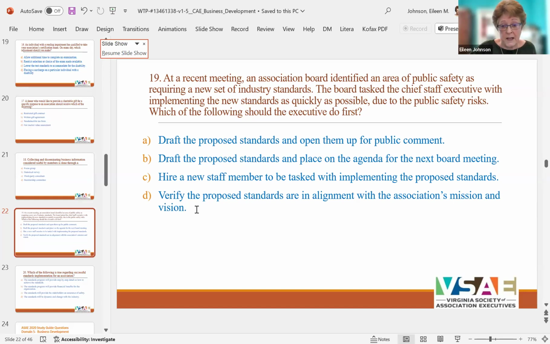And if you're going to make them done as quickly as possible, you're not going to want to do A, put them out for public comment. Yeah. And I guess where I had assumed that they weren't written is because it says it's requiring a new set of industry standards. It didn't seem like they had already been written, but I guess I should have focused on the implementing part, because that's the only answer that actually has implementing in it.